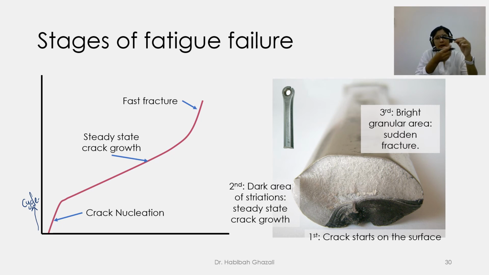Then it goes to a second stage, where the crack propagation is in a steady state. As the number of cycles of that cyclic loading increases, that crack will start to grow and propagate, but at a much lower rate. After the crack reaches a certain length, which is the critical length, after a certain number of cycles it will start to propagate and break suddenly. So those are the 3 stages of fatigue failure.